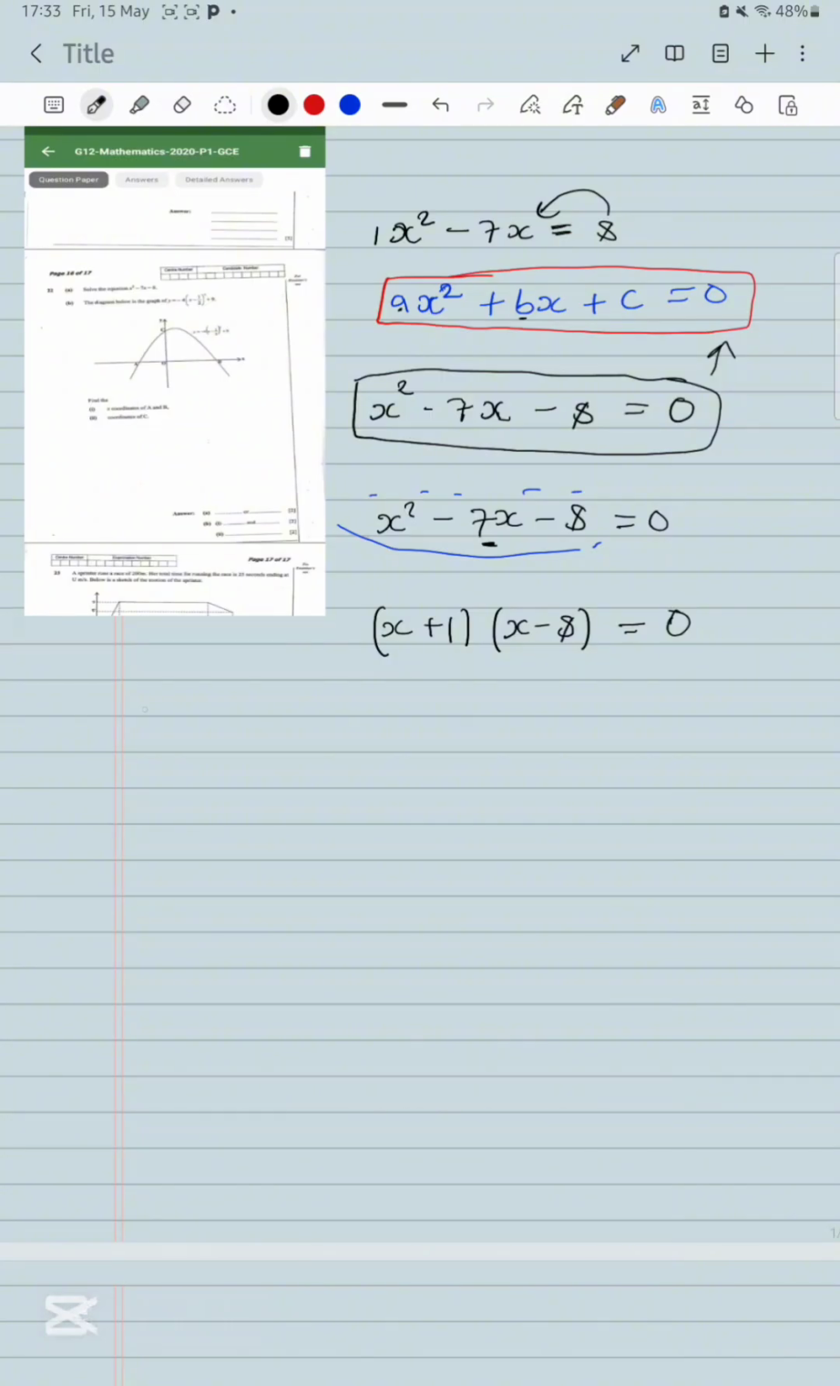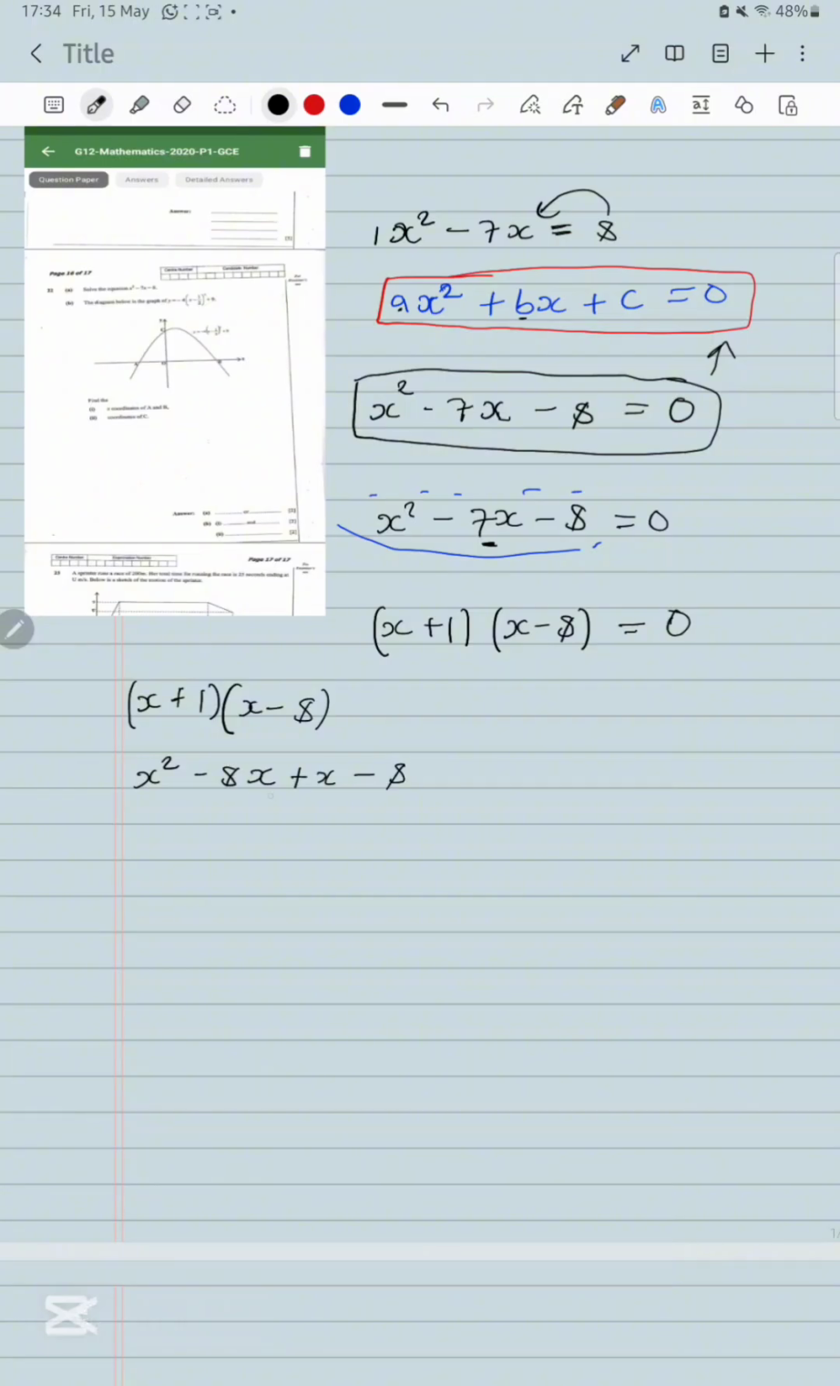How? Let us try it. We have x plus 1 times x minus 8. If we multiply x by x, it will give us x squared. x multiplied by negative 8 will give us negative 8x. Hope you are following. 1 multiplied by x will give us plus x, and 1 multiplied by negative 8 will give us negative 8.